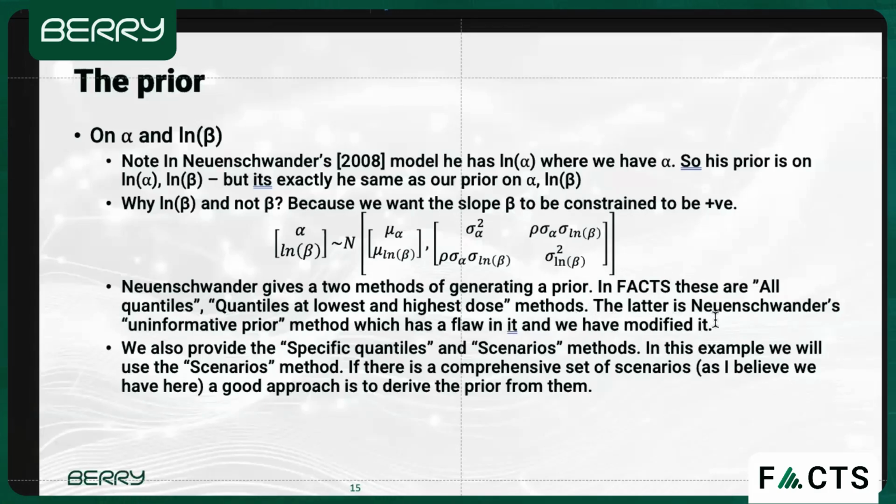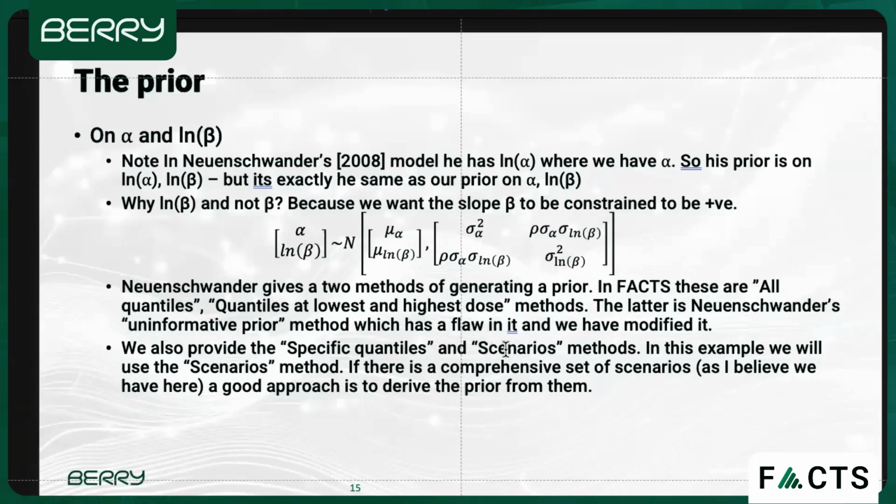So the prior derivation works differently and doesn't give you these incredibly smooth space of priors where the slope is pretty much the same for everything. We also provide a specific quantiles method, which is kind of like quantiles at highest doses, except you can specify as many doses as you like and which quantile you want to specify.